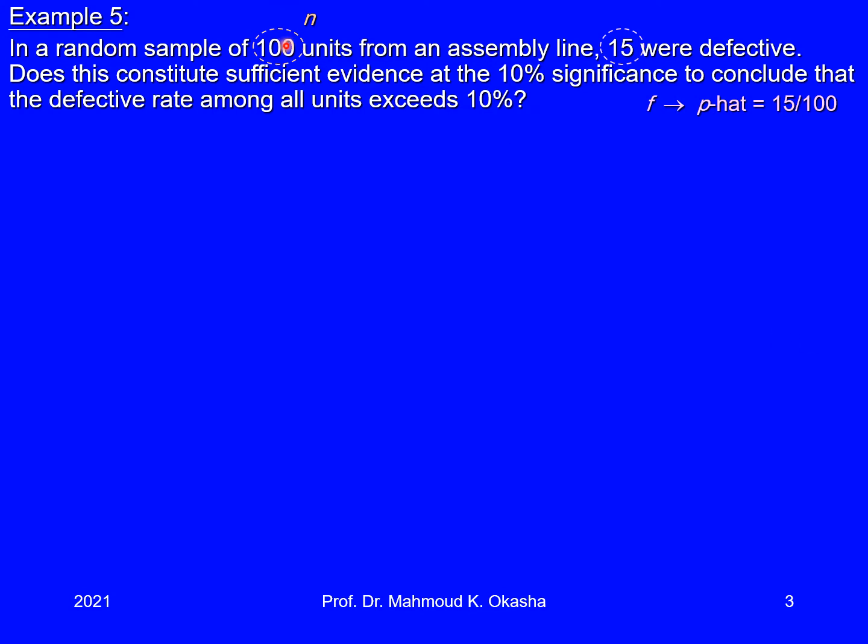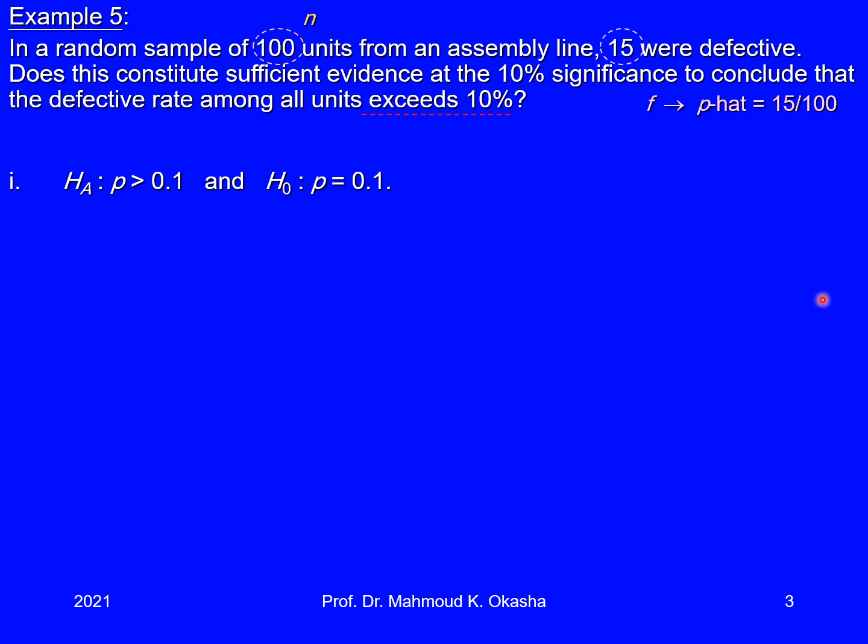So we have n equals 100, and we have 15 defectives. So p hat will be 15 over 100, which is 0.15. That's the value of p hat. And we also have 10%, which is p naught here, 10% or 0.1.